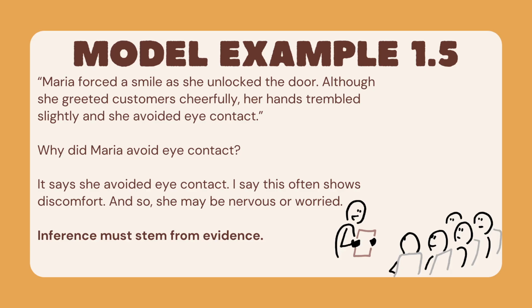Now, you don't have to write exactly in this format. The same answer could be written like, the text says that she avoided eye contact, which often shows discomfort or guilt. And so she may be nervous or worried. Or you could say, and so the writer is trying to imply that she may be nervous or worried. Remember, don't go on a wild creative tangent. Your inference has to stem from the text itself.